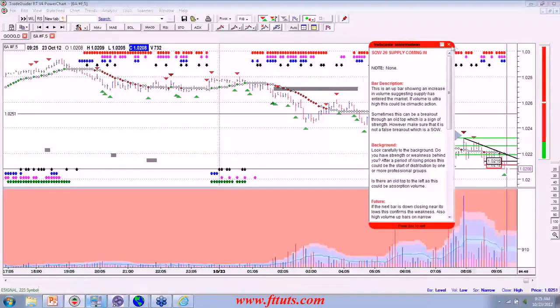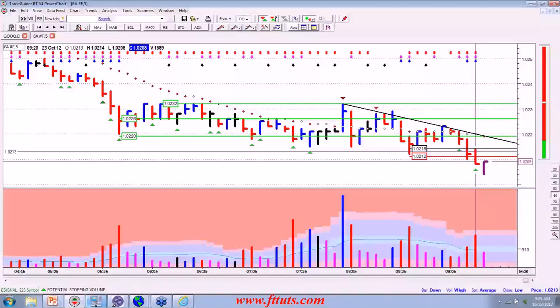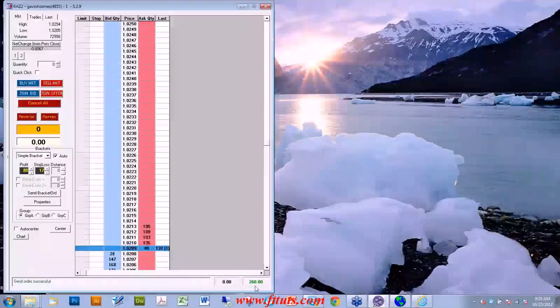Okay, so there's a little bit of support coming in here. So I'm going to actually flatten this and take some profit. Let me just show you all my screen here, so you can see, so far in the session, I netted $260 on a small account. But now I'm going to wait because I think I can get back in up here, up at the top. I'll show you that in a second. So I've netted some profit there on the trade.